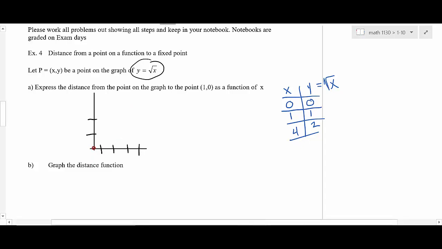So you have a point 0, 0, a point 1, 1, then you have the point 4, 2 like this. All right, so that's our graph. Now what this problem is saying is we're going to do an optimization problem on this again. We're also going to plot the point 1, 0. So let's put a little dot there for 1, 0. It says express the distance from the point on the graph to the point 1, 0. So the next thing we're going to do, see, that's a key point. That's 1, 0. Just arbitrarily pick a dot and put it on the curve.